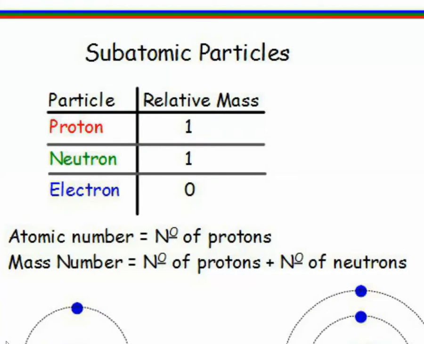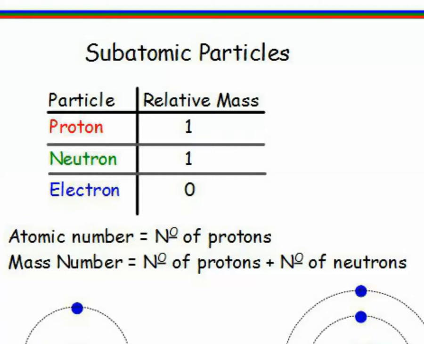Remember the subatomic particles covered in C1? This time we're going to concentrate on the masses of these particles. Protons and neutrons weigh the same as far as we're concerned. There's a slight difference, but not enough to notice in any of the work that we're going to do. Electrons have no mass compared to a proton or neutron. Again, they do have a mass, but it's too small to notice in the calculations we're going to be doing.